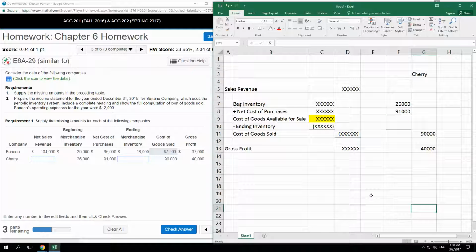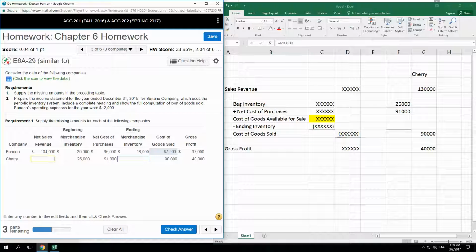Okay, so first of all, we can figure out what sales revenue is real easily because we know that sales revenue minus cost of goods sold gives me gross profit. So all I really have to do is add my cost of goods sold and gross profit, and that should give me my sales revenue of 130,000. So I could put 130,000 in over here.